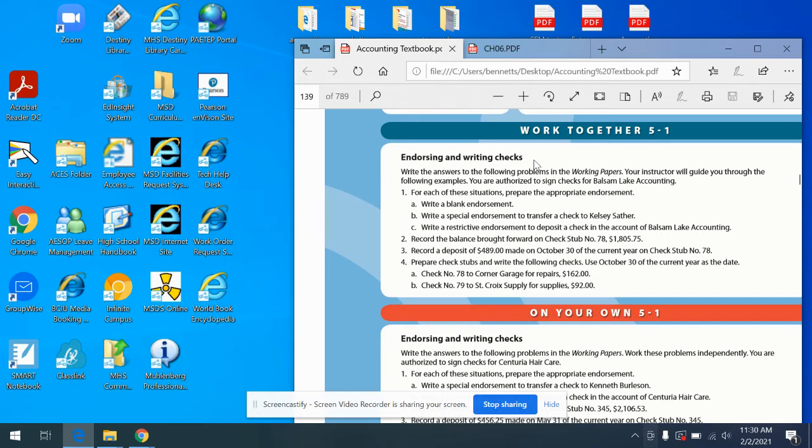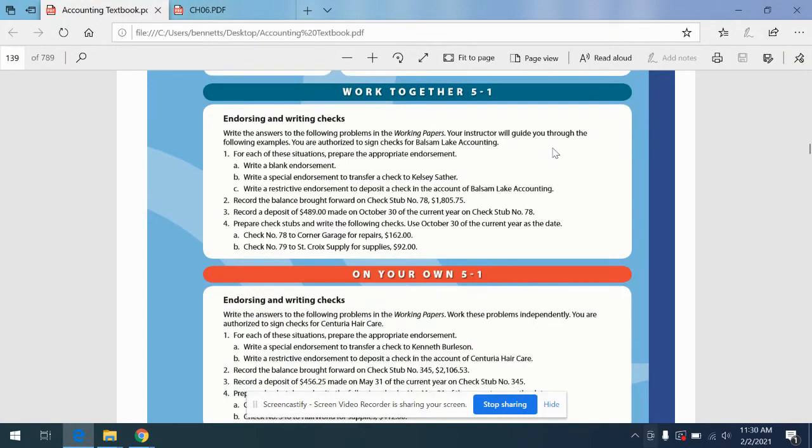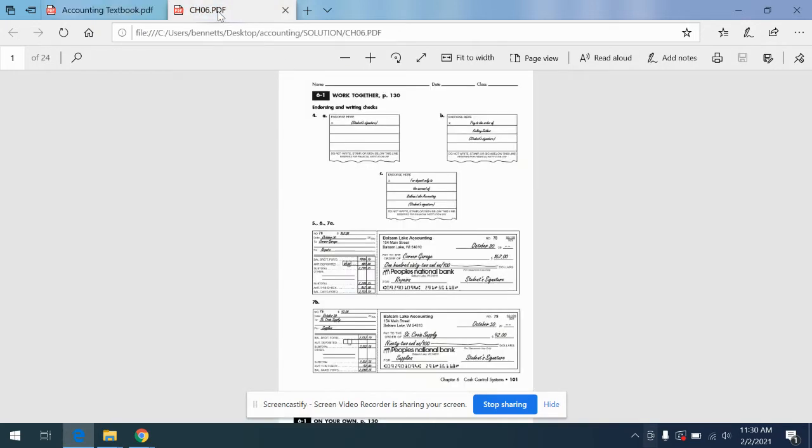All right, so for each of these situations, prepare the appropriate endorsement. It says write a blank endorsement. Okay. Jace Jennings, you there? Yeah, all right. So for 1A, it says write a blank endorsement for Balsam Lake Accounting. If you go here, make this bigger.